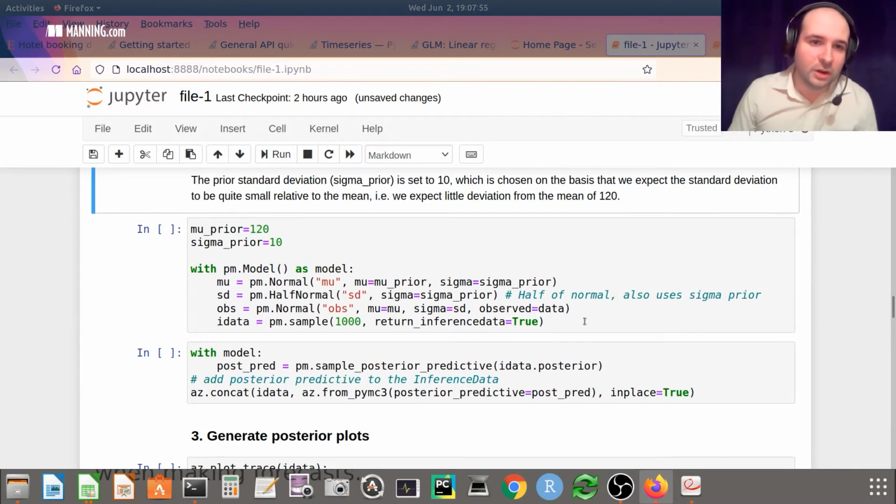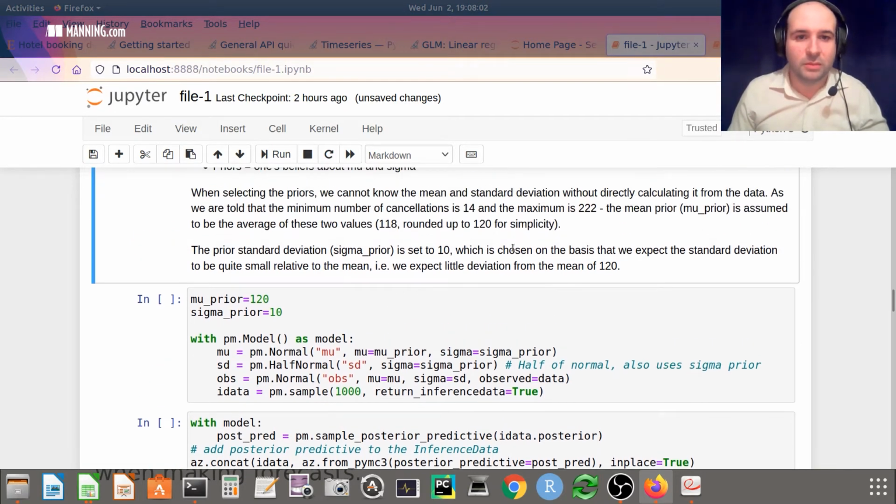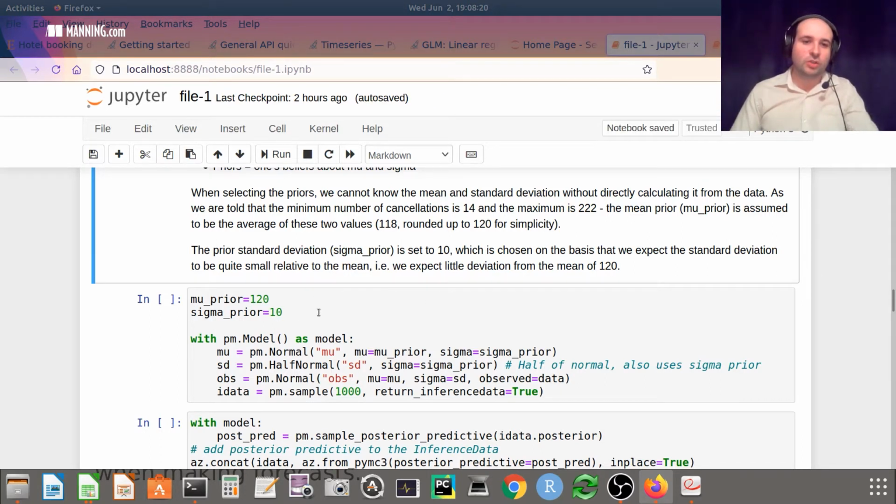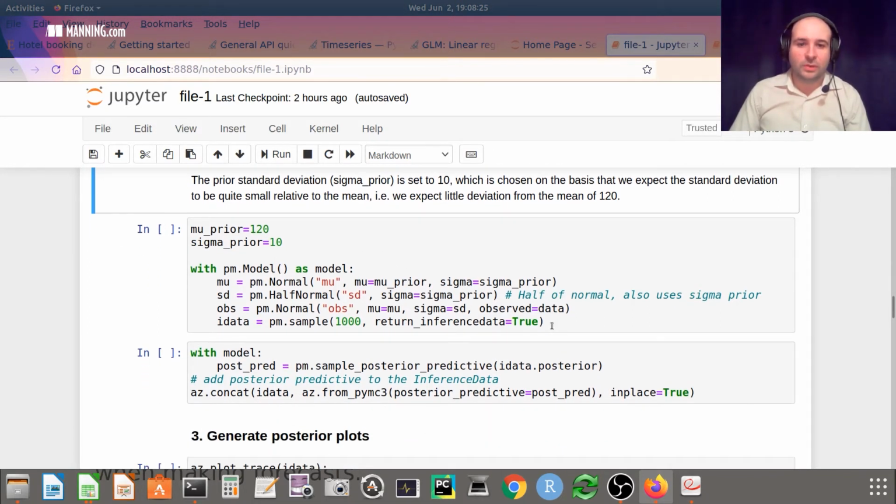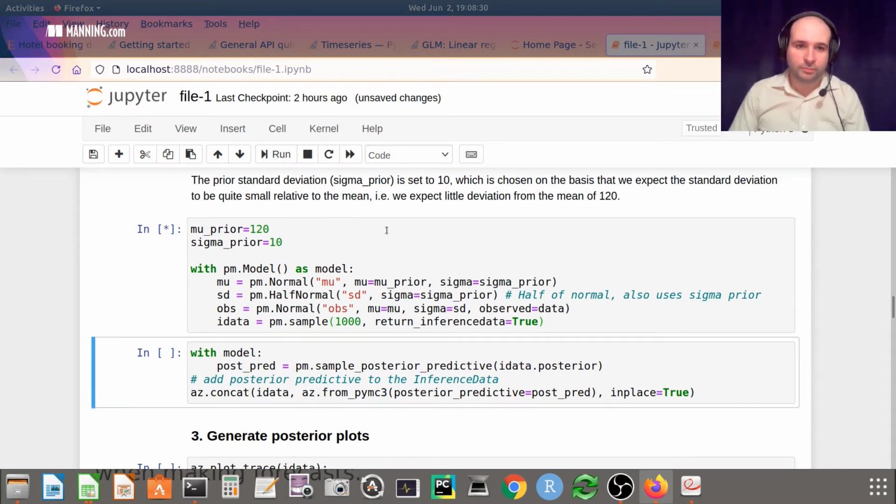And so what we're doing here is selecting a prior mean of 120. How we got to that is because we have a minimum of 14 and a maximum of 222, so we're just going to take the mid-range of that, 120, for simplicity's sake. We're going to assume that there is minimal standard deviation in the distribution, a sigma of 10. And we're going to generate 1,000 different simulations based on this in order to generate the posterior plots.